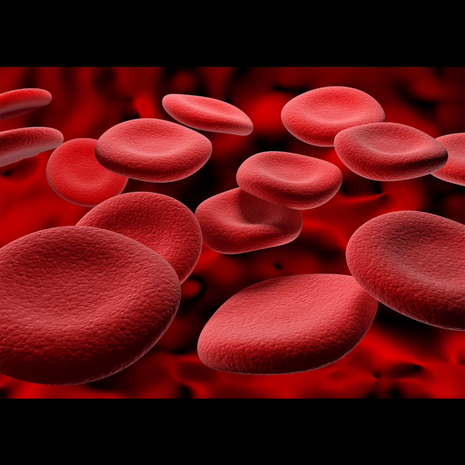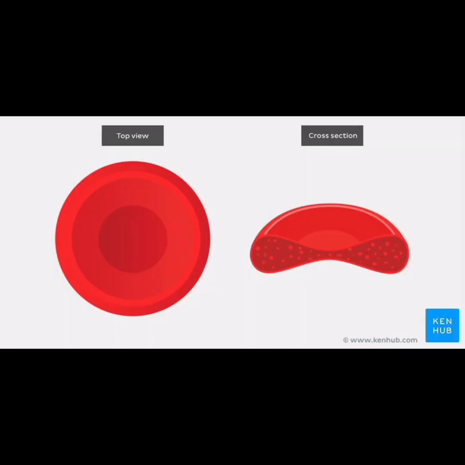Now we have spoken about plasma. Moving on to the formed elements. Formed elements include erythrocytes, leukocytes, and platelets. Together they are called formed elements, and they constitute about 45%. So here 55% was plasma, 45% is the formed elements in the blood.